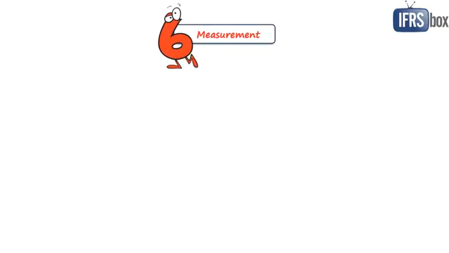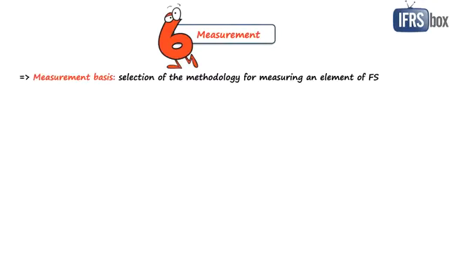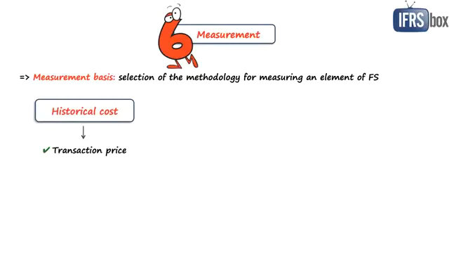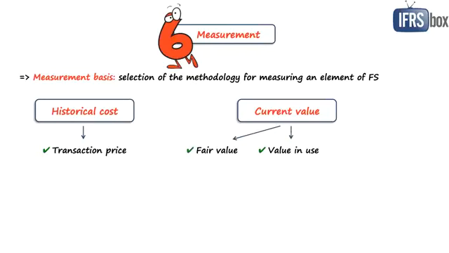Chapter 6 talks about the measurement. So while recognition means when or whether to recognize, measurement means in what amount to recognize, more specifically the selection of a measurement basis, which is the way of measuring monetary amount for elements of financial statements. And the framework discusses two basic measurement bases, which is historical cost, that's basically the transaction price at the time of recognition of the element. And the second one is current value, which measures the element updated to reflect the conditions at the measurement date. And here it includes fair value, value in use, and current cost.